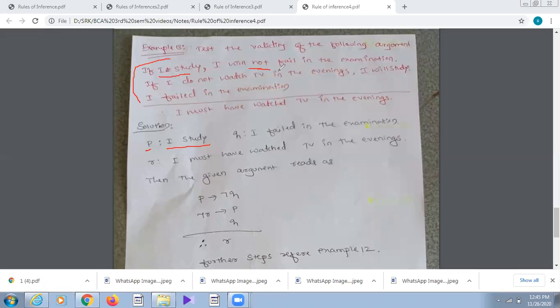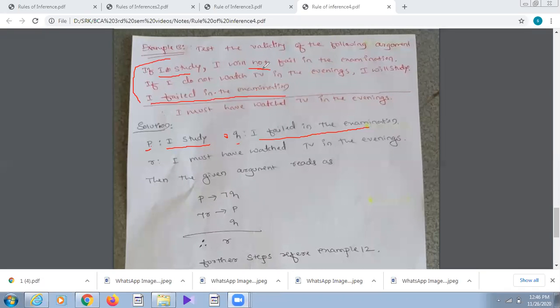That sentence is the opposite of this sentence. So I failed in the exam. Is there any sentence of that type? So here there is: I failed in the examination. So you have to take this as Q, because this is the negation of that sentence. So no need to take the negations here. Only take P, Q, R, S, T like that. No need to take negations.